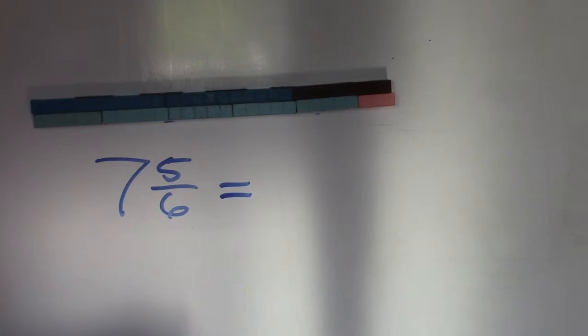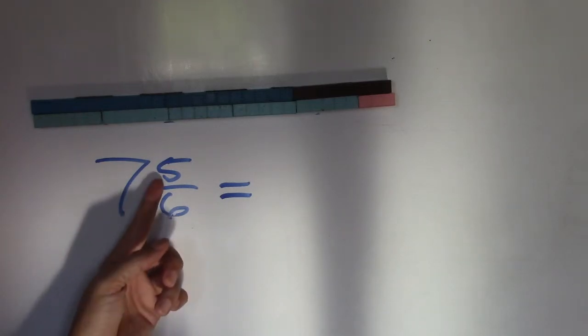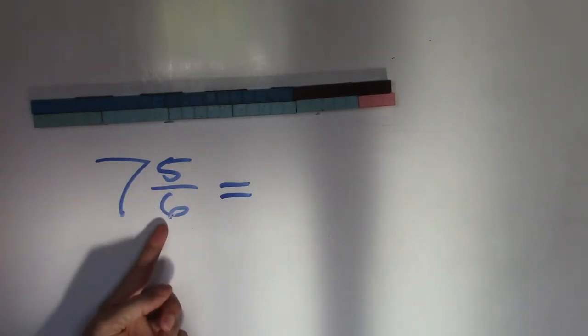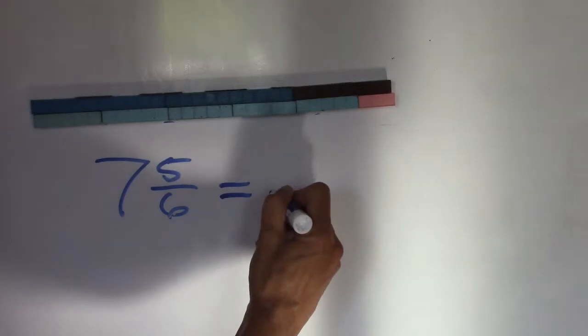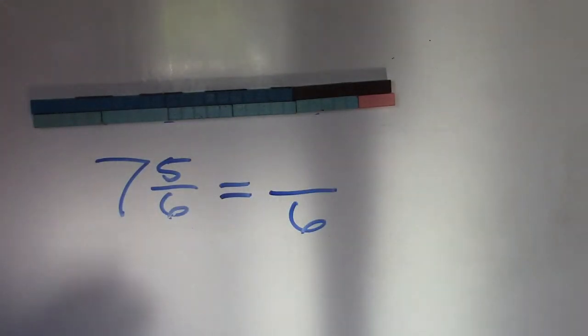I know what the numerator is. What's it going to be? 7 times 6. Yeah, but you got to add some. 7 times 6, but then you got to add the 5. Well, the denominator is easy. We know it's going to be 6s, right? We're counting by 6s. So what's the numerator going to be?